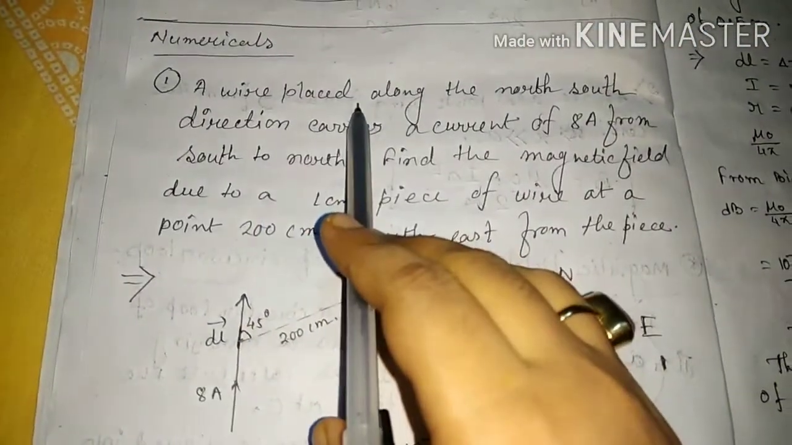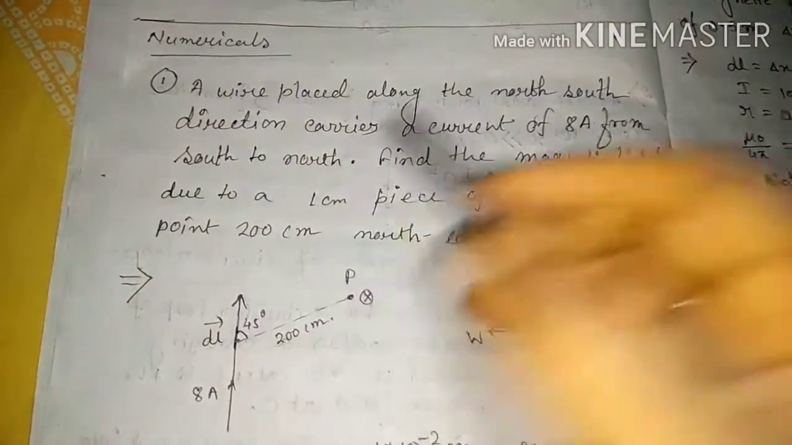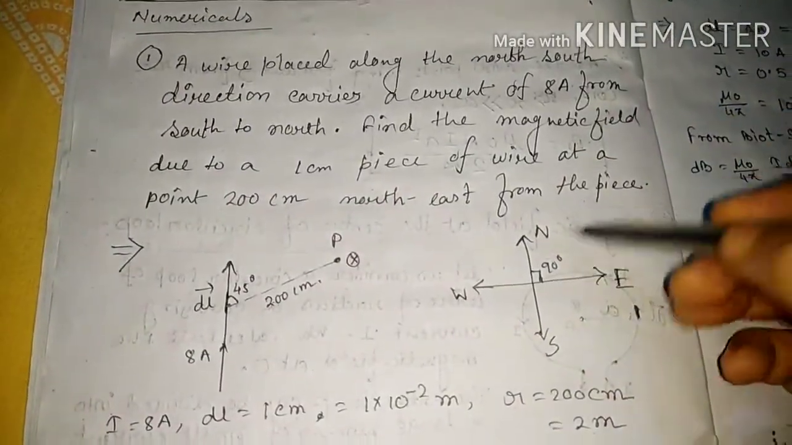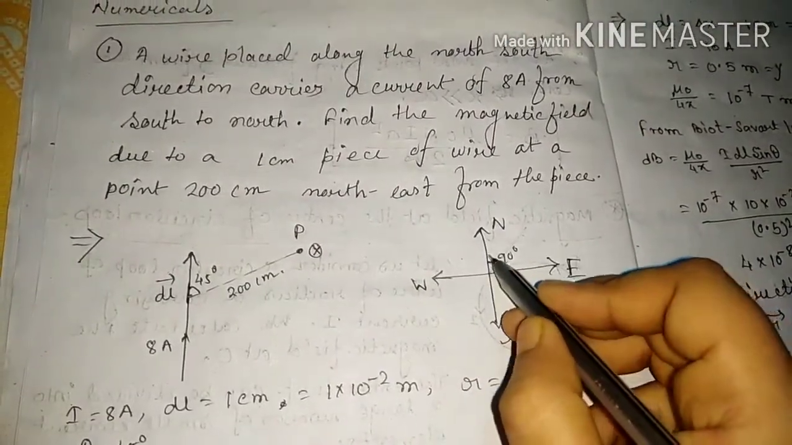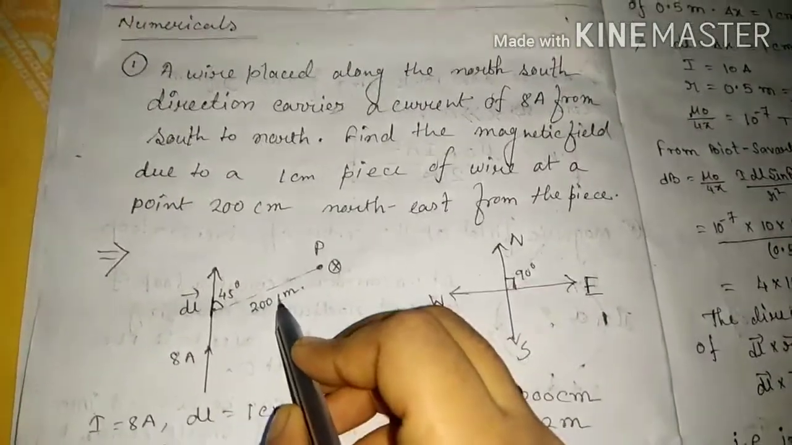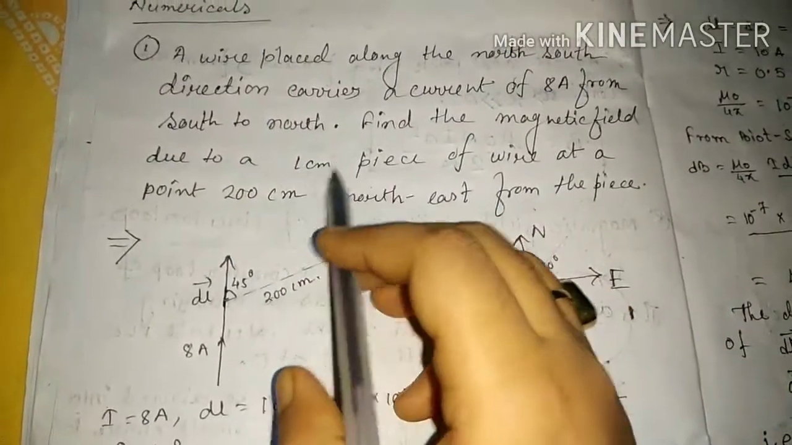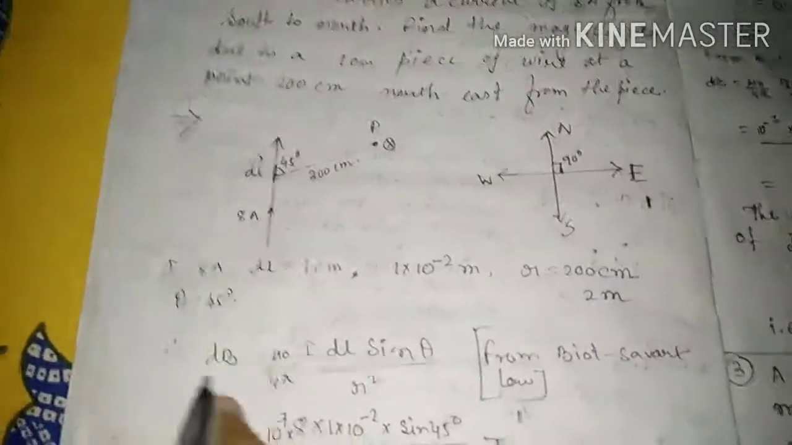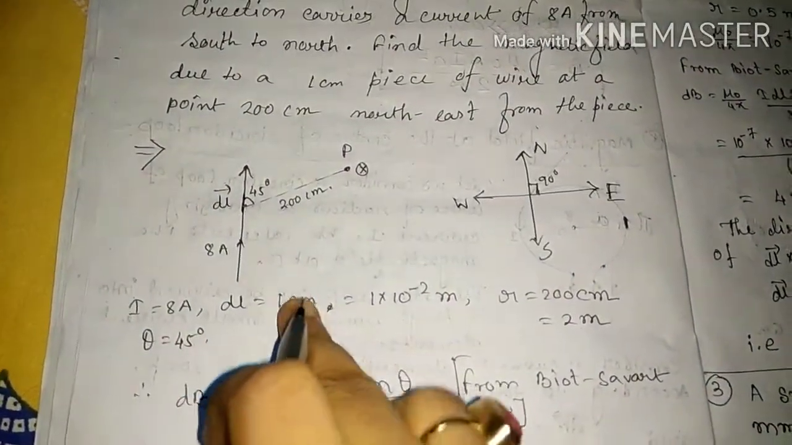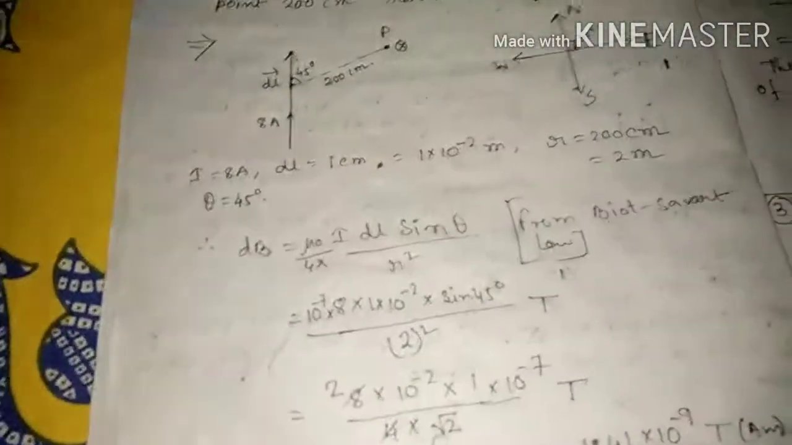First one: a wire placed along the north-south direction carries a current of 8 ampere from south to north. This is the south-north direction, so this is 90 degrees. The angle will be 45 degrees, and this distance is 200 centimeter. We consider a 1 centimeter piece of wire at a point in the northeast direction. So I equals 8 A, dl equals 1 centimeter converted to meter, r equals 200 centimeter converted to meter, theta equals 45 degree. I hope you understand why theta equals 45 degree.